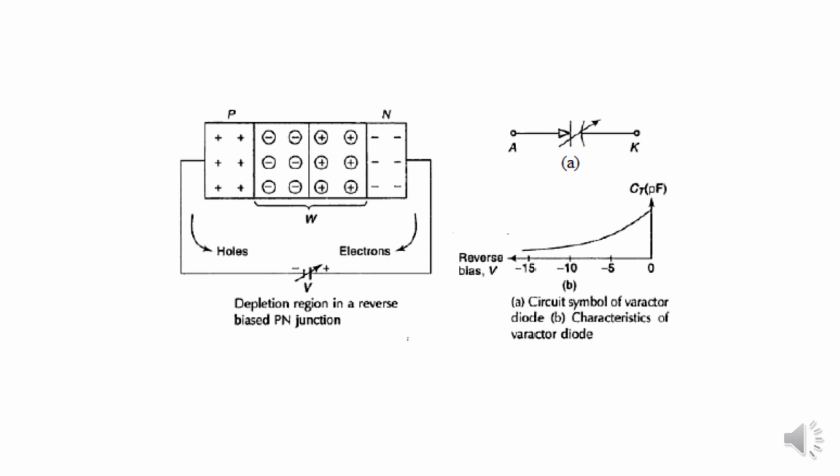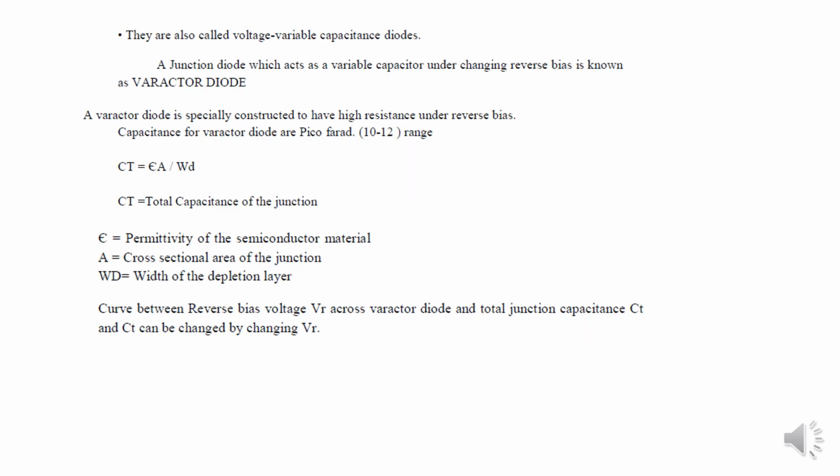It is also known as a variable voltage capacitance diode. The junction acts as a variable capacitance under the changing reverse bias, and it is known as the Varactor diode. The Varactor diode is specially constructed with high resistance under reverse bias condition. The capacitance is given by CT equal to epsilon A by WD, already given in this equation. CT is the total capacitance of the junction, epsilon is the permittivity of the semiconductor material, A is the cross section area of the junction, and WD is the width of the depletion layer. In the curve between the reverse bias voltage across the Varactor diode and the junction capacitance, the total junction capacitance can be changed by changing this VR.